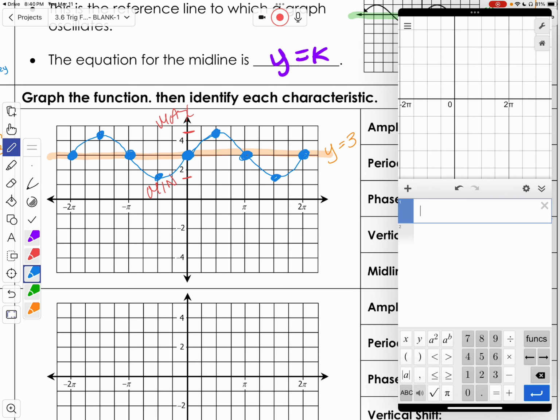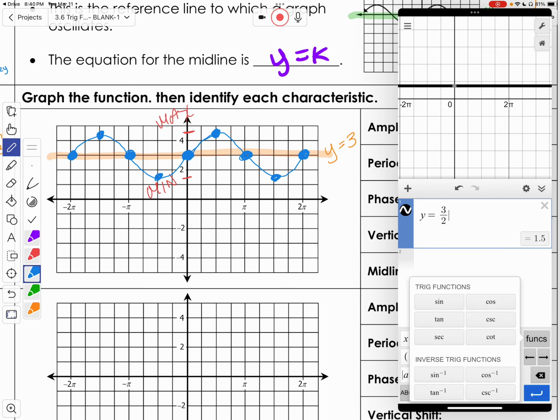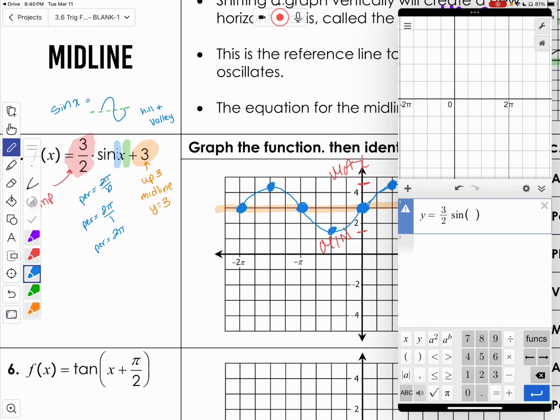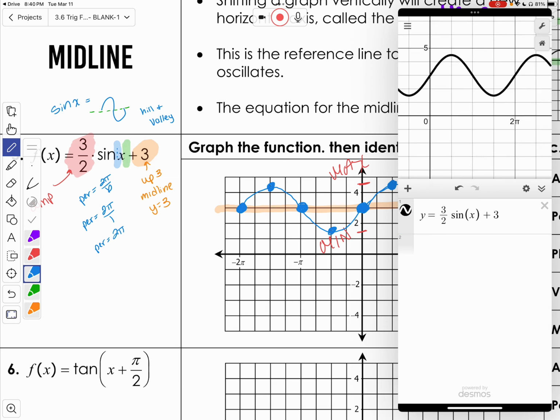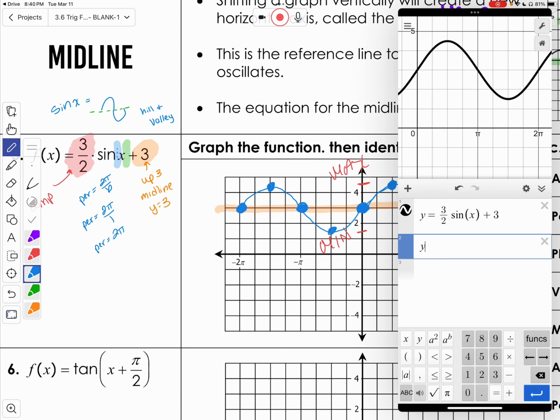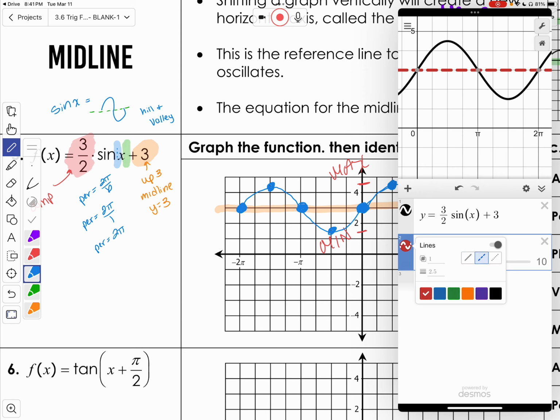Okay. So I can graph it. I can go y is equal to 3/2 sine, which is under your functions button, or you can just type sin, sine of x plus 3. So here's my 0 to 2 pi. The middle of my graph is at y is equal to 3. So there's the center. I'm going to put that as a dashed line. So there's the center of my graph.